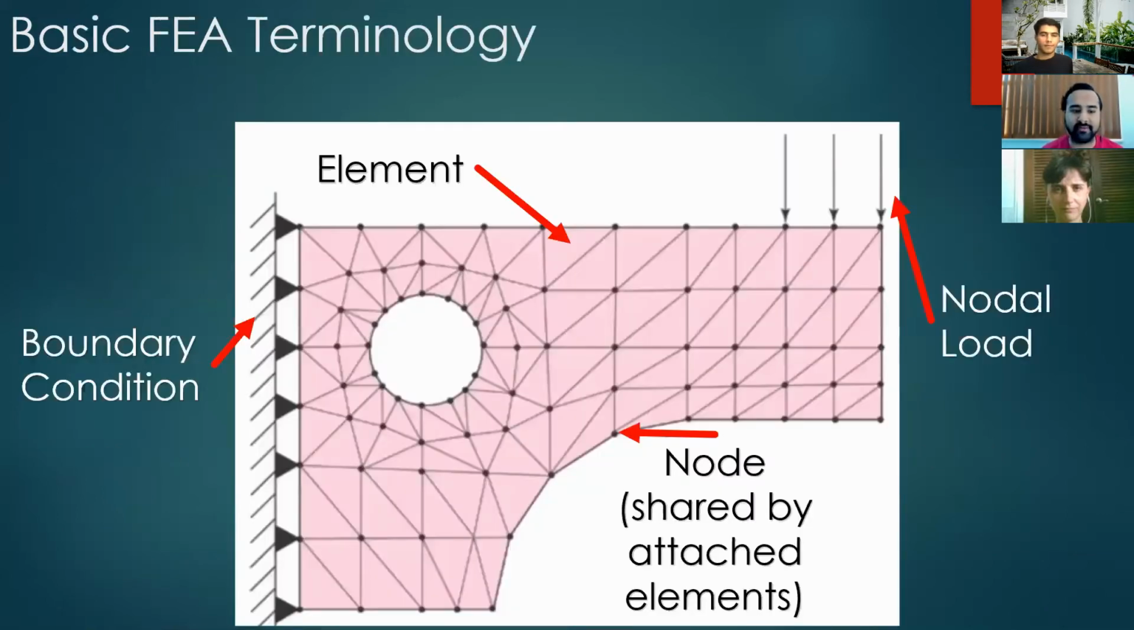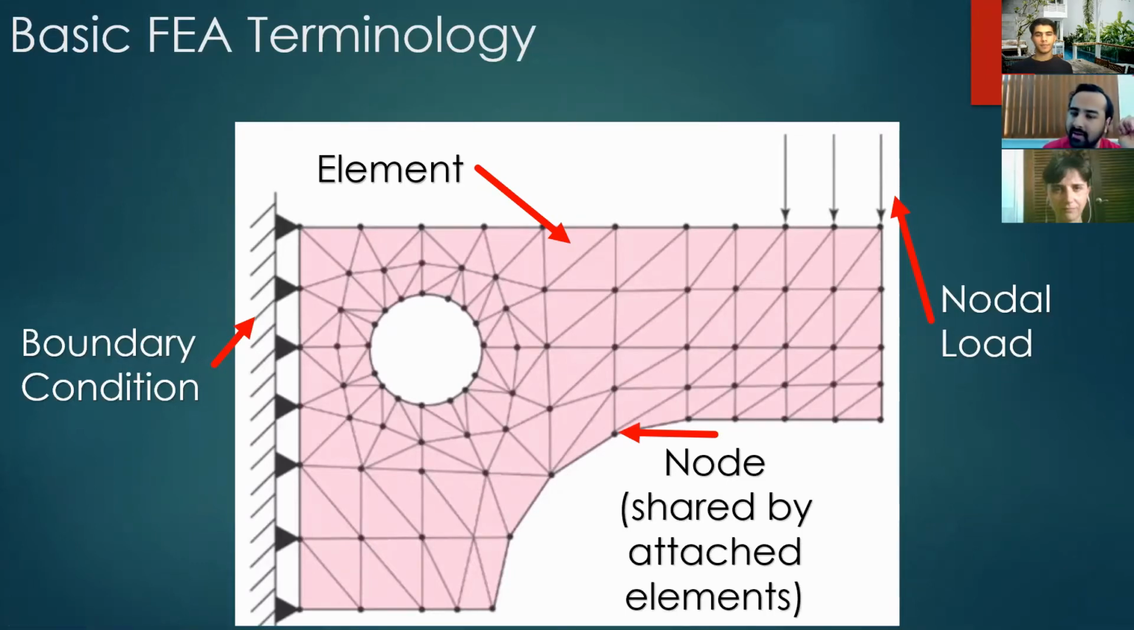So basic FEA terminology first. As I was saying, this is boundary condition. Elements are these little triangle pieces here, although they don't have to be triangles. Each little node here is actually a shared element. So for example, this triangle element here has this node that's in common with this element and that element. And you have forces here, which are called nodal loads, but you can have other types of loads, rotational, gravity, so on and so forth.